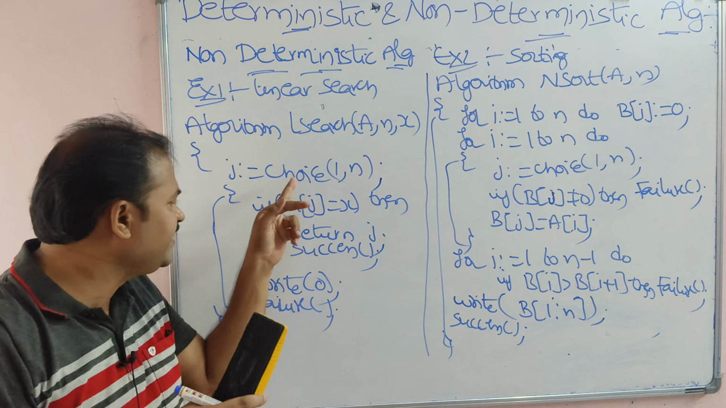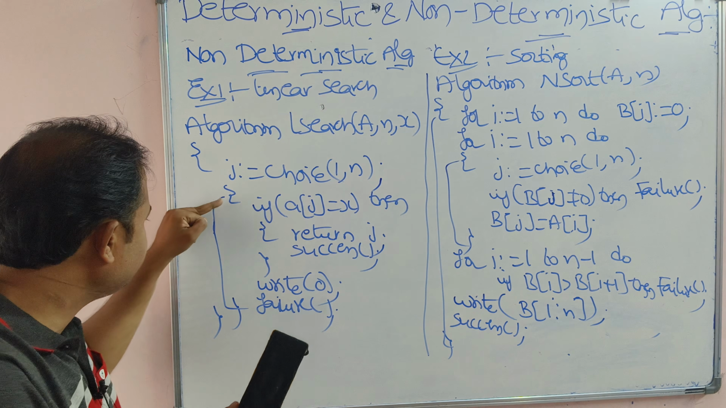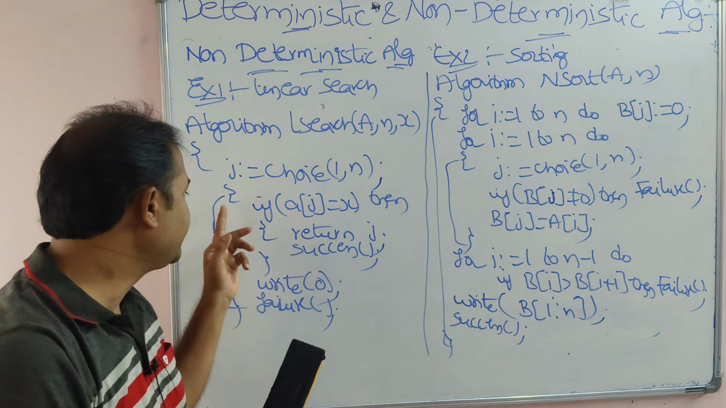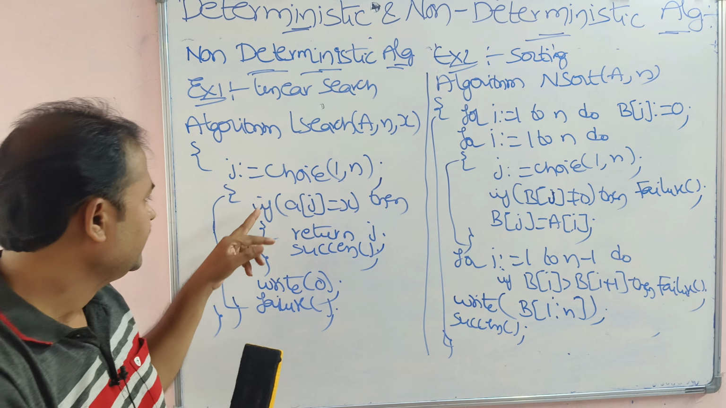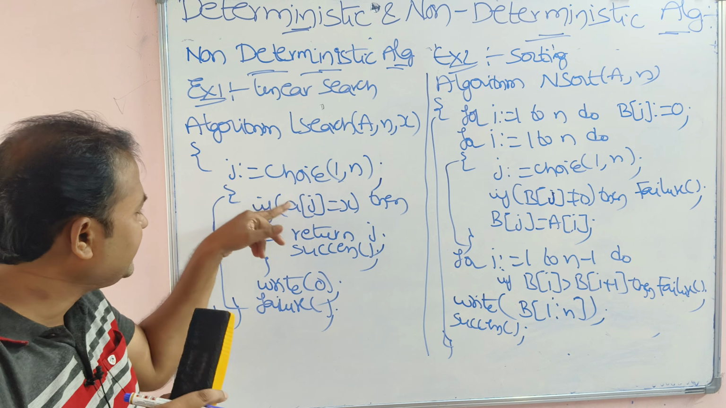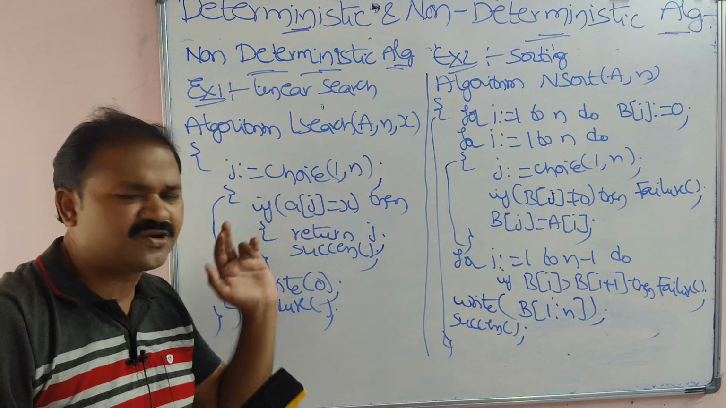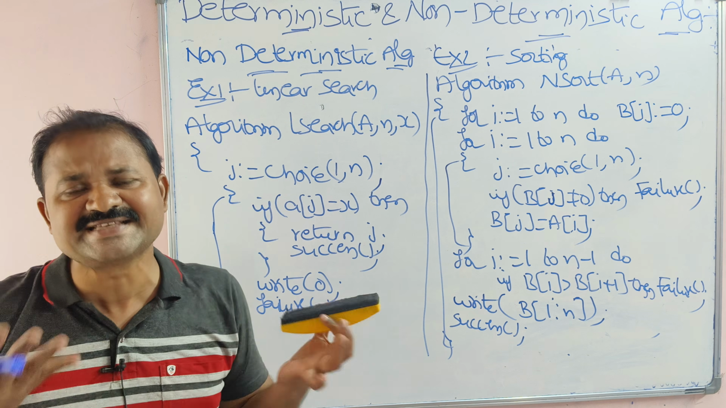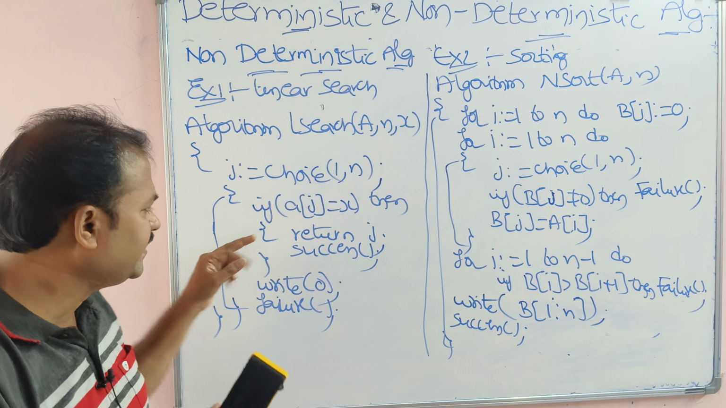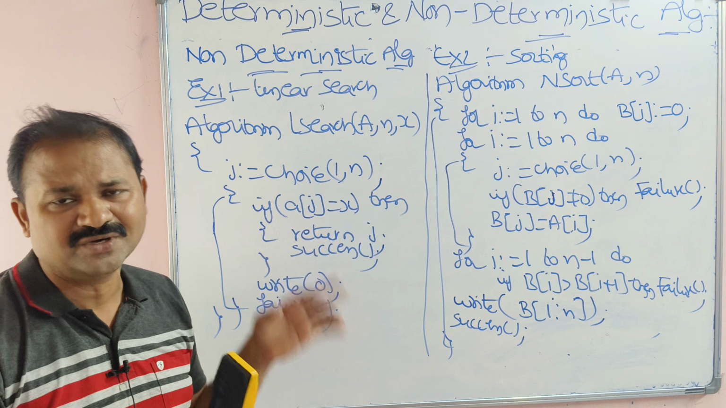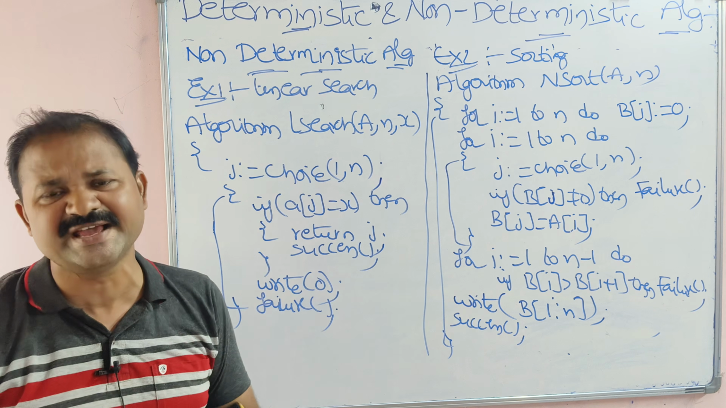Here we can use this choice as a control statement, so we can use curly braces here. Next, we are comparing that array element with the key element. If a of j equal to x, then we can say that it is successful completion. So then return that index j value. So here it is successfully executed.